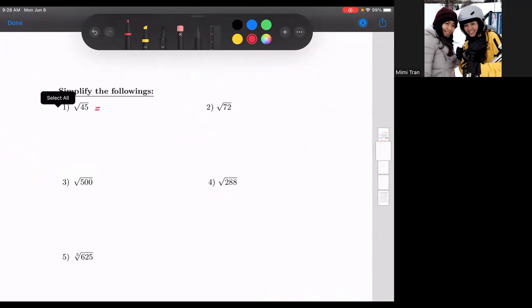45 is the same thing as, maybe I'll do it slowly, 45, I can break it up into what? Yeah, 5 times 9, right? That's okay. 5 times 9, and I can break the 9 up into 3 times 3, right? So I see 3 squared, right? So I see a perfect square right there, right? So that means this one right here, I can rewrite as square root of 9 times square root of 5. Why do I do this? Because the square root of 9 is considered a perfect square, right?